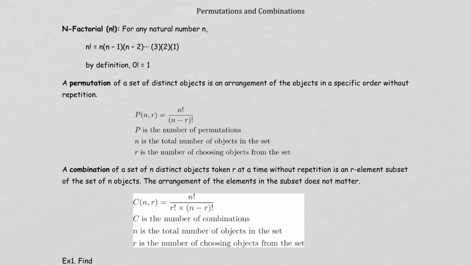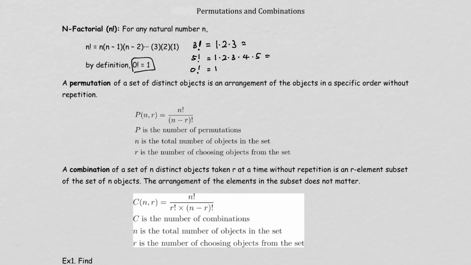So for example, if you have 3 factorial, this means you're going to multiply from 1 all the way to 3. Or if you have 5 factorial, it means you're going to multiply all the numbers from 1 all the way to 5. That's what factorial means. So by the definition, if we have 0 factorial, it starts multiplying from 1, so that's going to be 1. So 0 factorial is equal to 1. That's something you need to remember. And this is what factorial means.